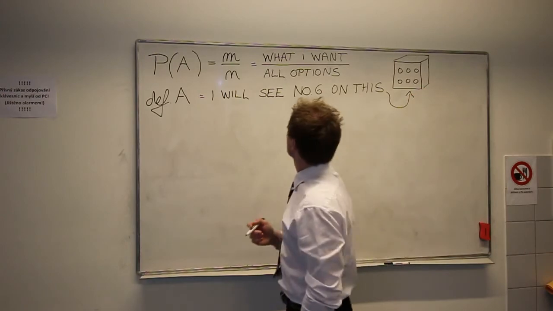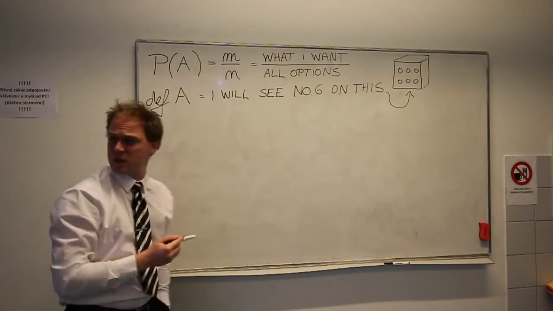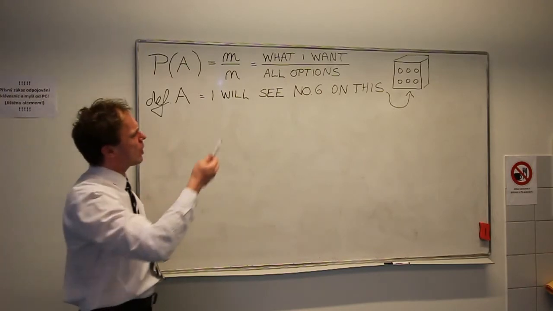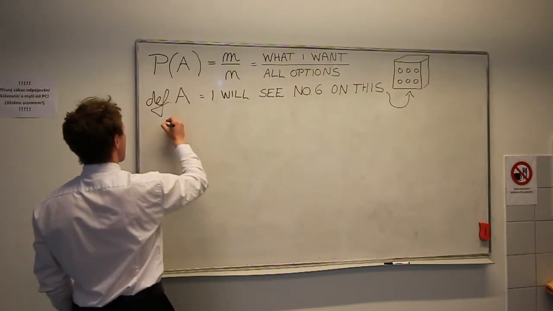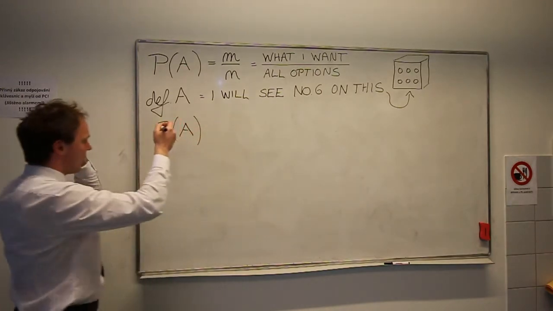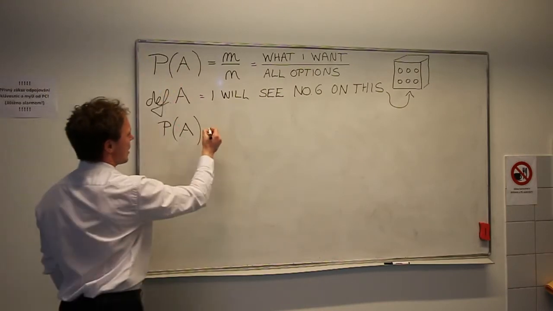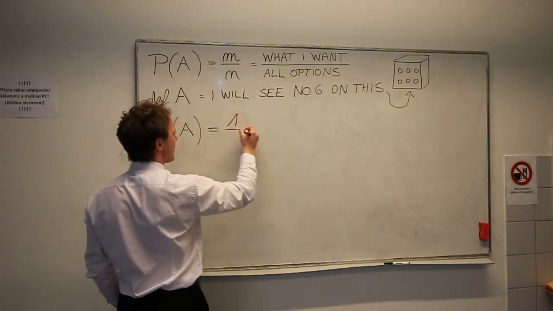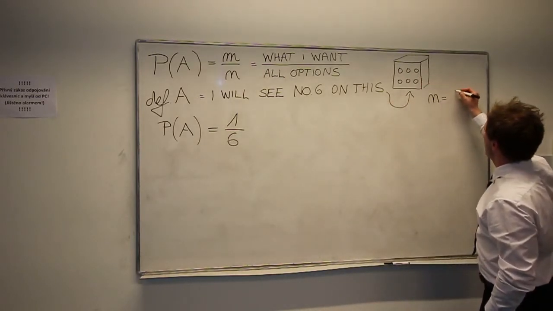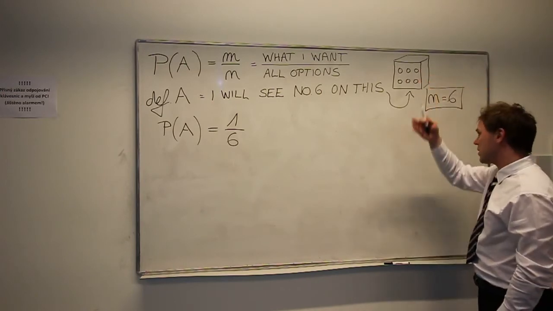Okay, so I will see number 6 on this dice. This is our random event, and according to our example, in one row there falls number 6 on this dice. So we have only one row. The probability that random event A, I will see number 6 on this dice 1 time, can be calculated as a ratio 1 divided by 6, because on this dice we have 6 sides exactly, and I require only this one side.